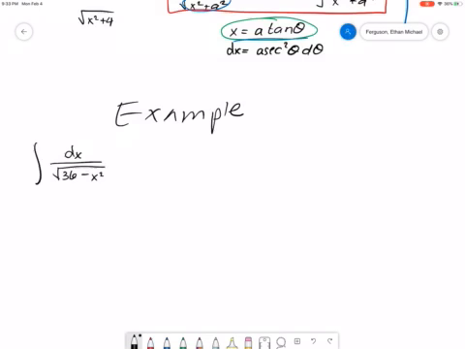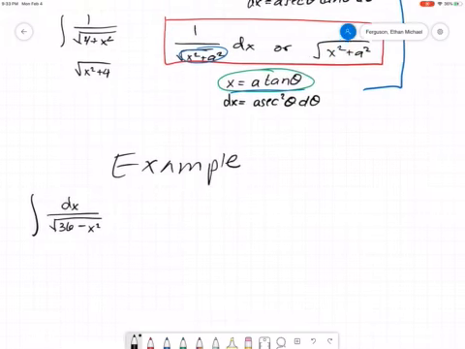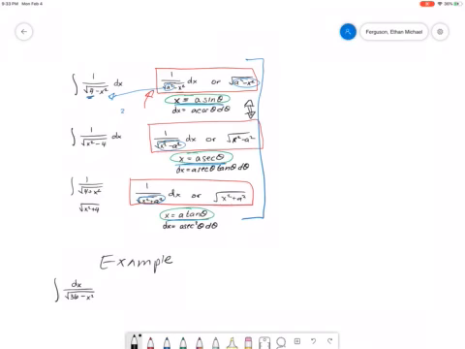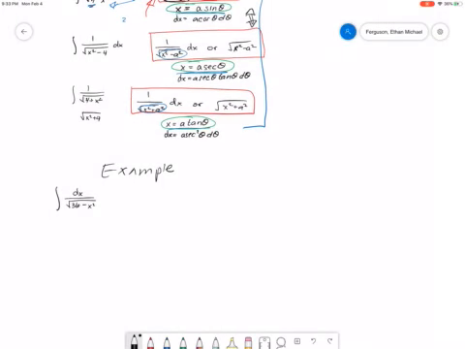And this is the same thing as saying a squared minus x squared. I just use a different number, but it's the same thing. So if we look back at our formulas, we're going to use this one up here because it's a squared minus x squared. As we saw in our formula right up here, we're going to substitute x is equal to a sine theta. So then we'll just put our actual a in, and this over here is a squared.